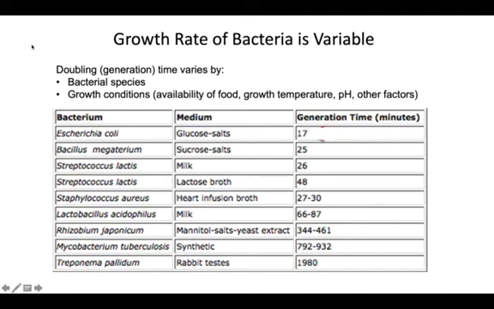So just appreciate the fact that one bacterium is not the same as others, and one will not replicate the same amount of time another one may.